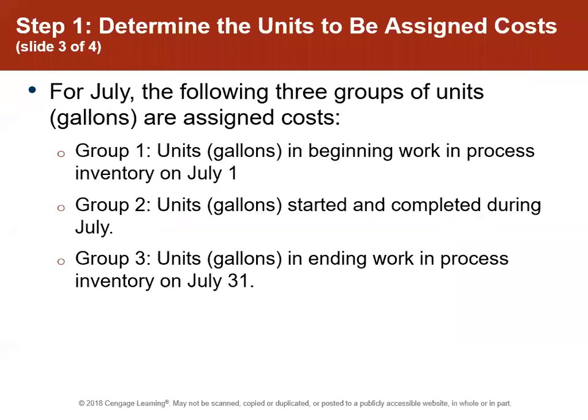So what we have to do is look at, well, what group of units do we need to assign costs to? Well, group 1, we have beginning work in process inventory. Okay, so we need to be able to assign costs to beginning work in process. Group 2, we need to be able to assign costs to what was started and completed during July. And then group 3, we need to look at ending work in process. So those are the 3 groups we're always looking at in our work in process accounts that we're assigning costs to. And this is showing, we were talking about the mixing, but this is for packaging as well. So both work in processes.